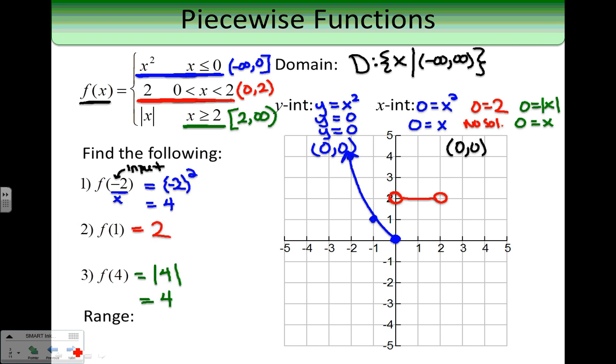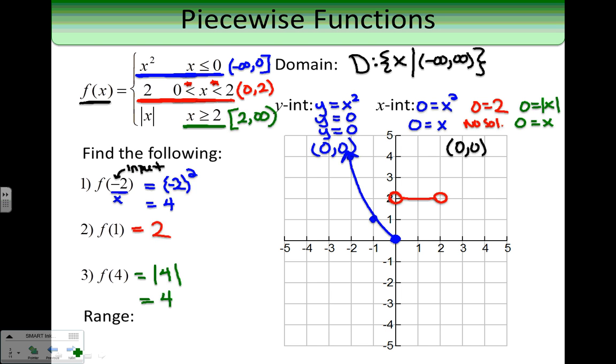It's just between 0 and 2, but not actually equal to 0 and 2. So that's going to be an open circle that I get from my less than symbols here. It's just less than, not less than or equal to. The last one is the absolute value of x, anywhere that x is greater than or equal to 2.